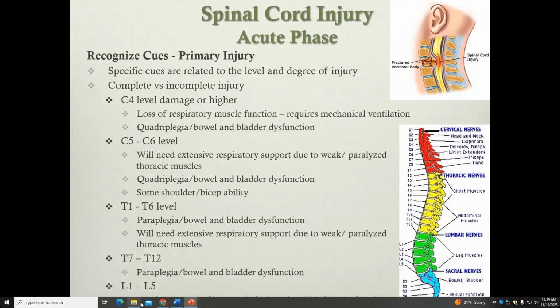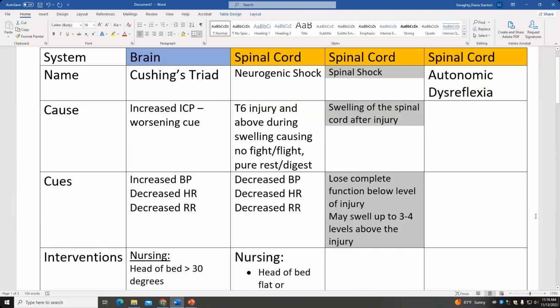So hopefully it's not too unclear, but basically what spinal shock just means is that you could lose complete function. The other thing is that we said neurogenic shock, T6 injury and above, but what if you had maybe a T7 injury? You might swell into the level that might give you spinal shock. So I want you to just be aware of kind of what the general muscles do.